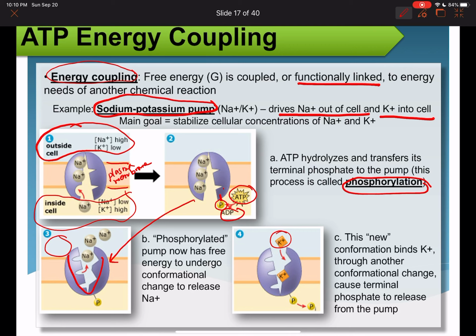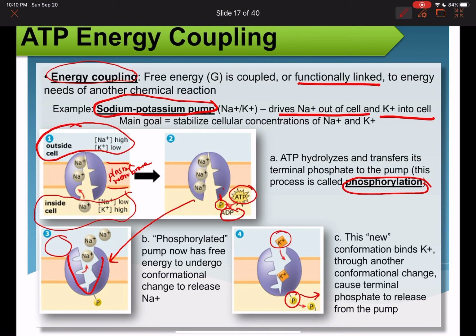And once this protein is bound with a potassium ion, it triggers another conformational change that will cause this terminal phosphate group to be released from the pump. Okay, so this inorganic phosphate comes right off.